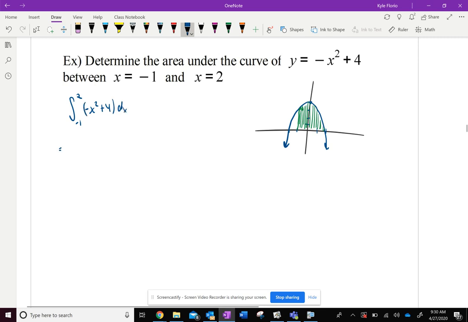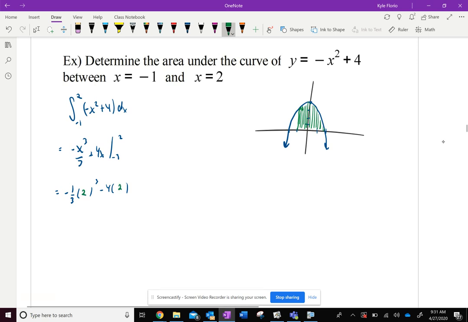And then just use our antiderivative. That's going to be negative x cubed over 3 plus 4x. We're going from negative 1 to 2. So that's going to be negative 1/3 x cubed plus 4 times x, and x is going from negative 1 to 2.